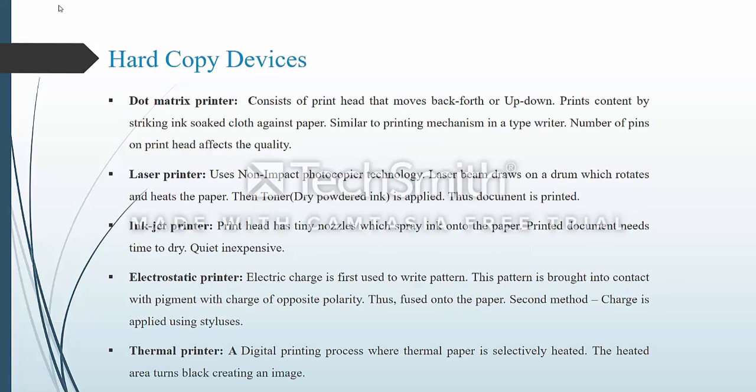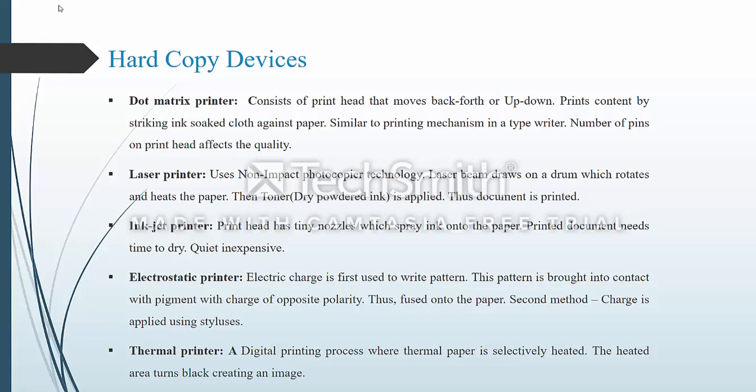Inkjet printer: the printhead has tiny nozzles which spray ink onto the paper. The printed document needs time to dry. Electrostatic printer: an electric charge is first used to write a pattern. This pattern is brought into contact with pigment with a charge of opposite polarity, which is thus transferred onto the paper. Second method, charge is applied using styluses.